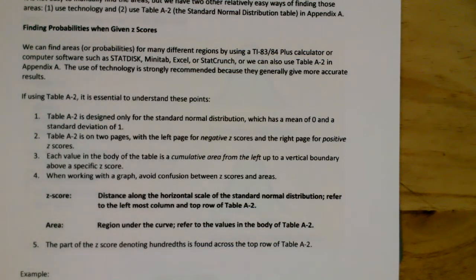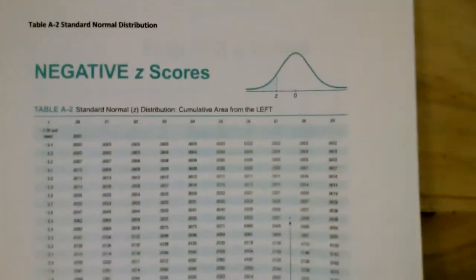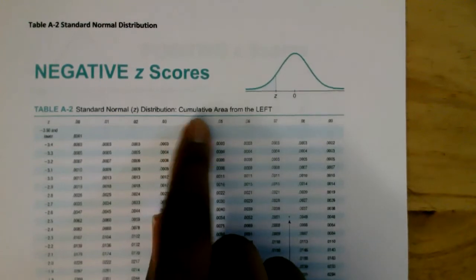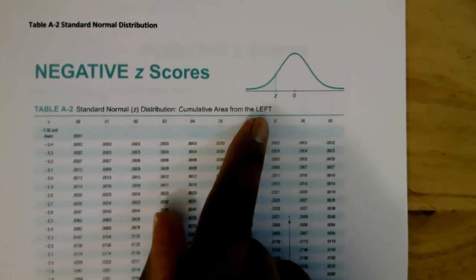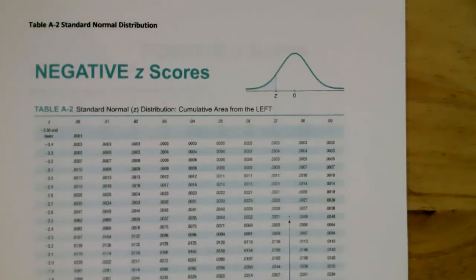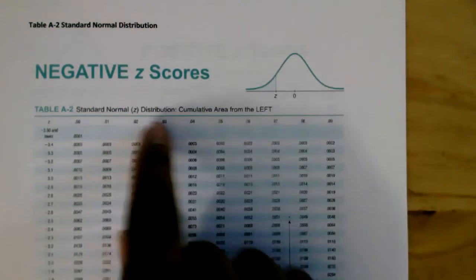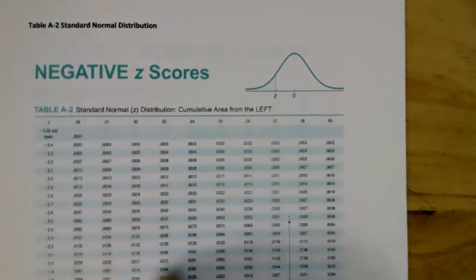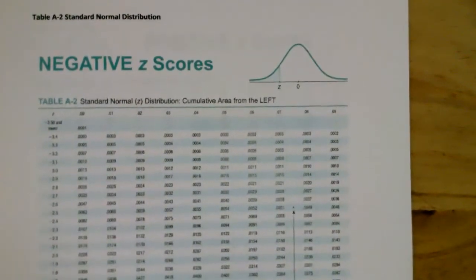And number 3, each value in the body of the table is a cumulative area from the left up to a vertical boundary above a specific z-score. That's going to be very important because if you look at the table itself, it tells you cumulative area from the left. So if you drew a normal curve and they ask for the cumulative area from the right, you have to do something different here, because these values in the body of the table represent cumulative area from the left.